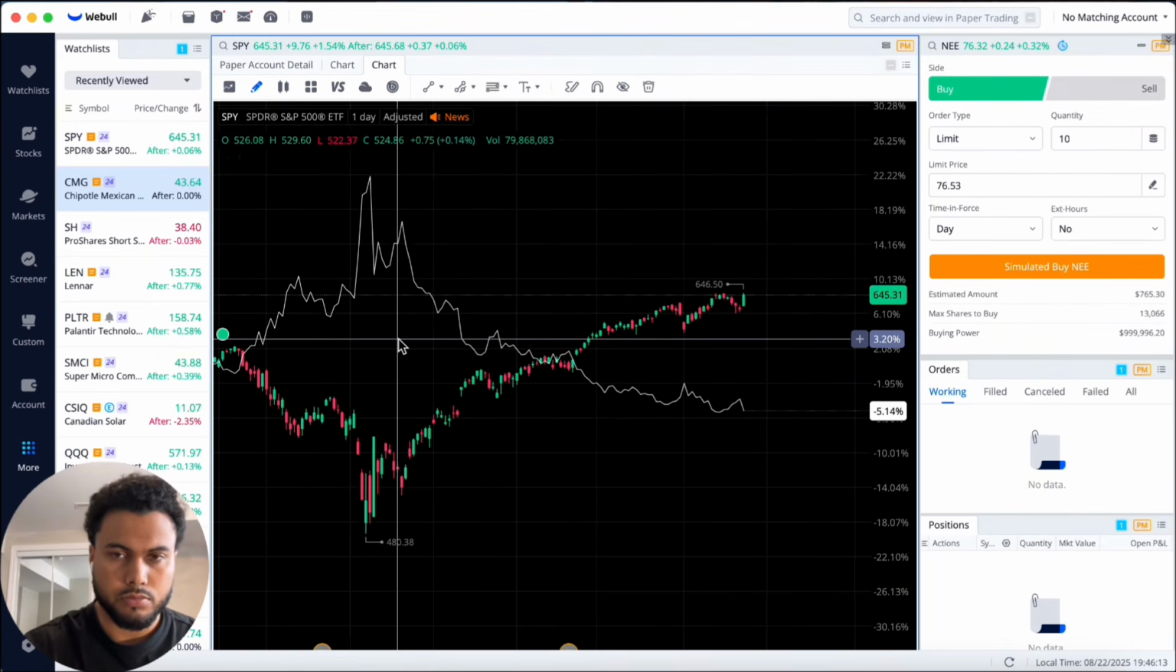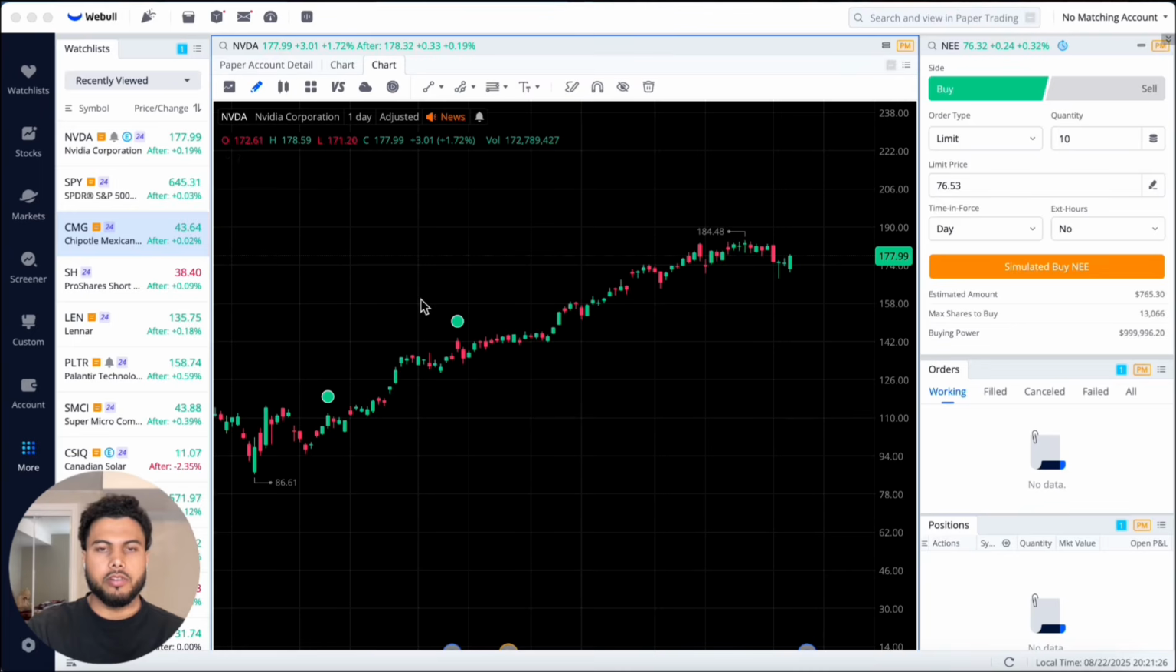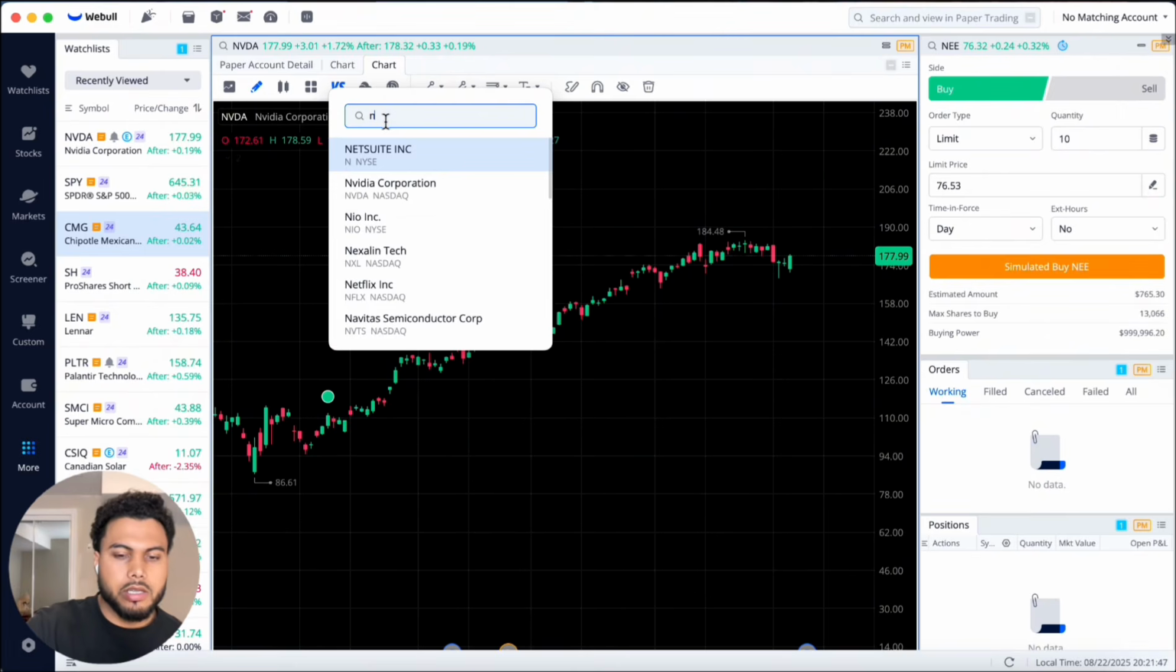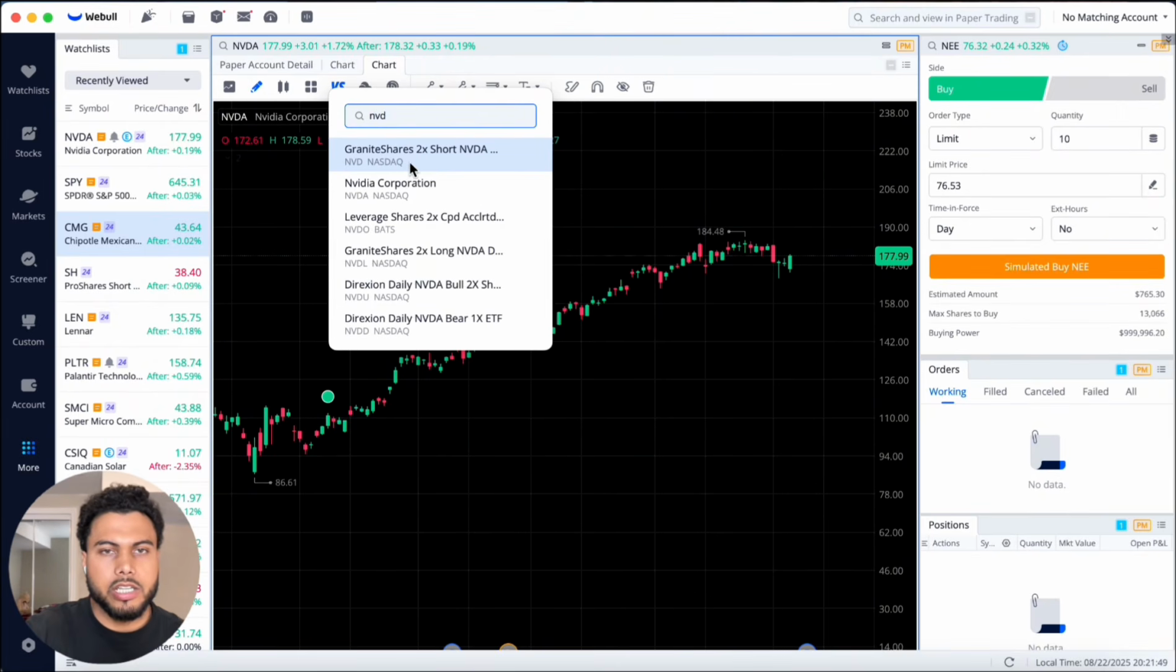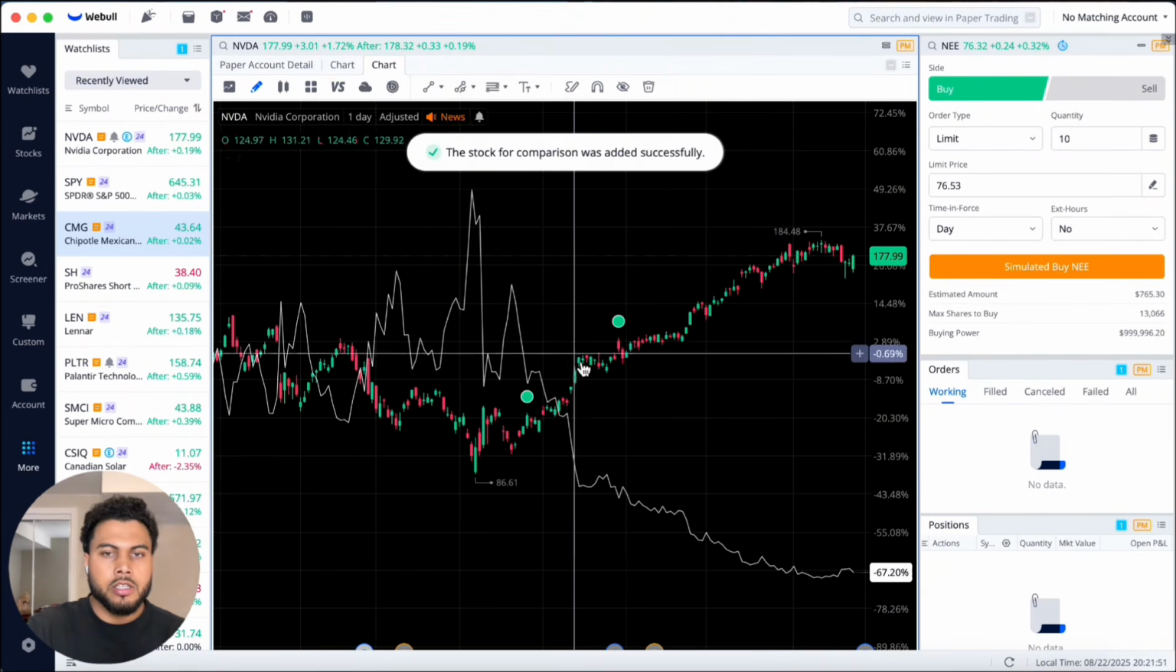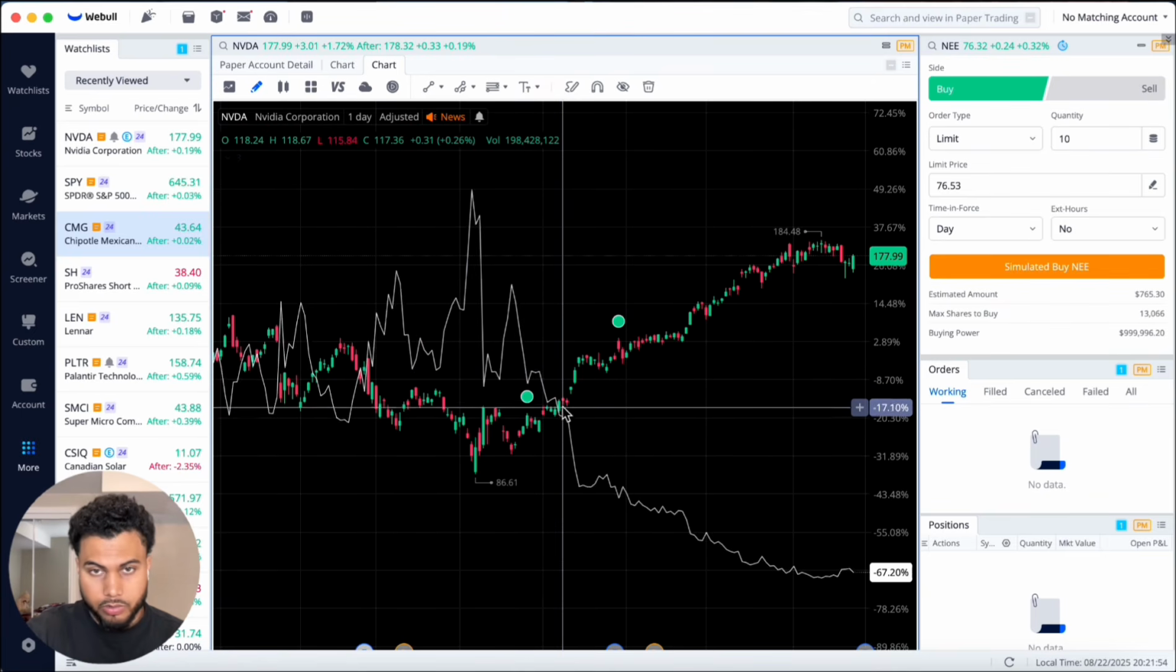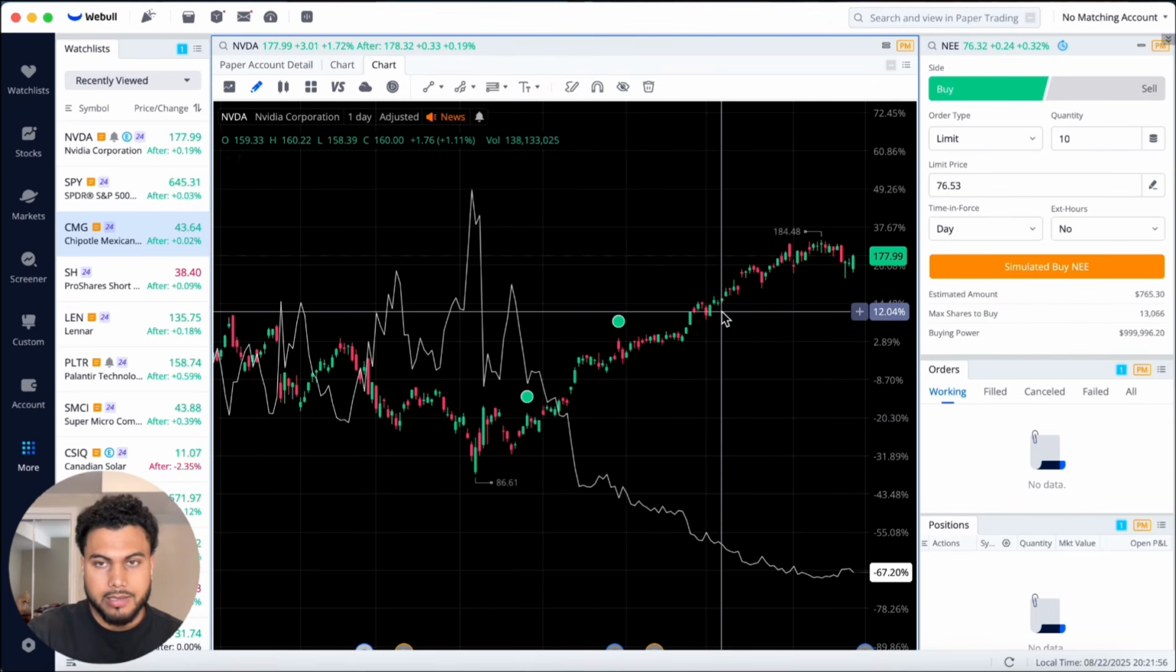So this is not only for the overall market or the indexes, it is also true for individual stocks. There are some inverse ETFs for individual stocks like Nvidia and Tesla. So here is the daily chart of Nvidia, and I'm going to compare it with its inverse ETF. Let me go to my notes. The inverse ETF for Nvidia is NVD, Granite Shares Short Nvidia. So you can see that the white line here is the inverse ETF, and the candles here are the Nvidia chart itself.